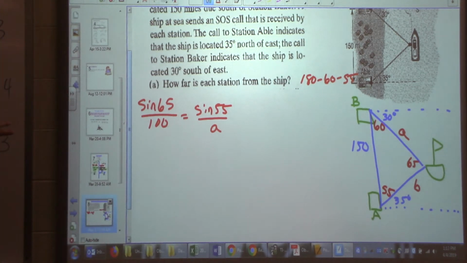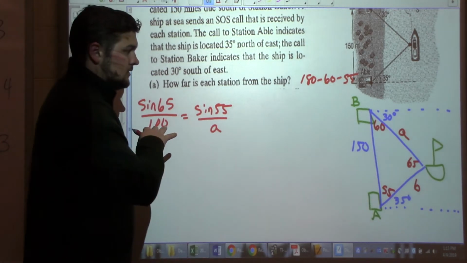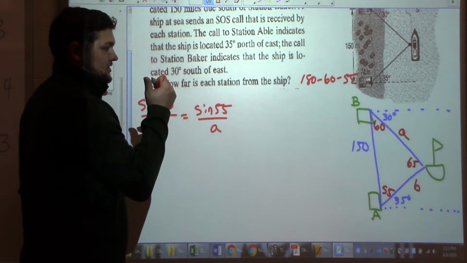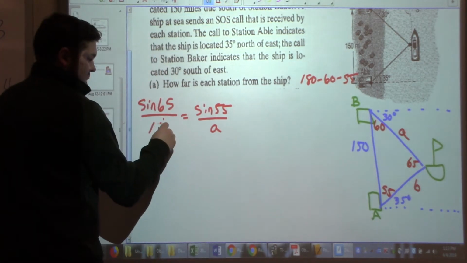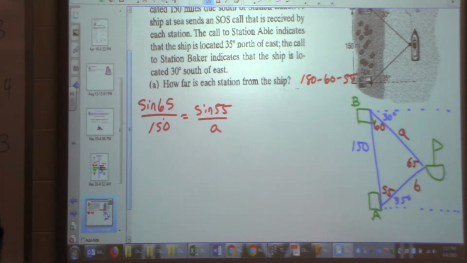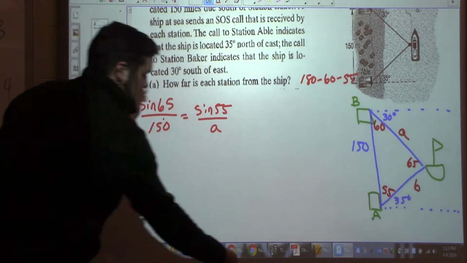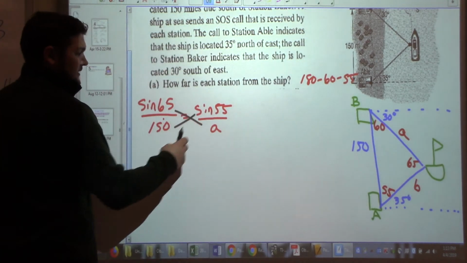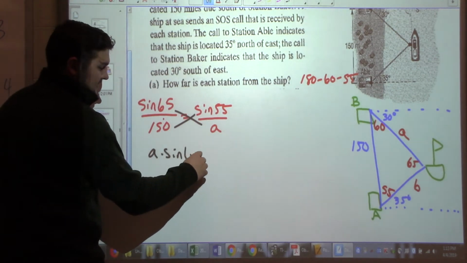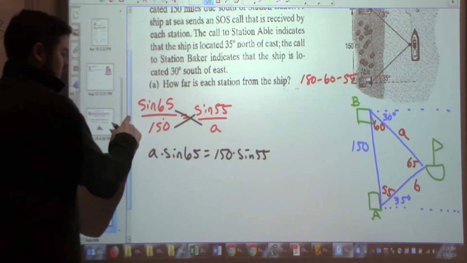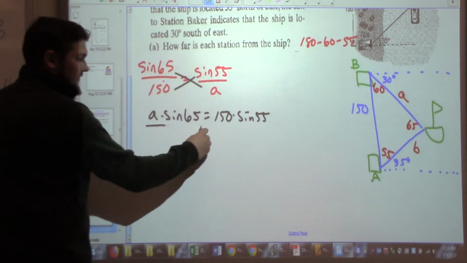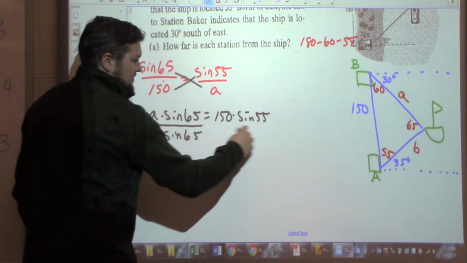Does everyone follow me so far? Ethan. Where'd you get the 100? Great question. 150, thank you. Alright, so sine of 65 over 150 equals sine of 55 over A, cross multiply. A times sine of 65 equals 150 times sine of 55. Well, divide by sine of 65 on both sides.